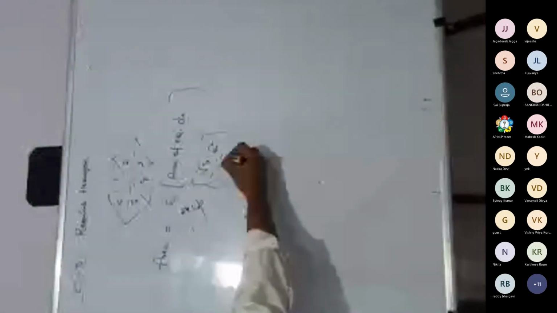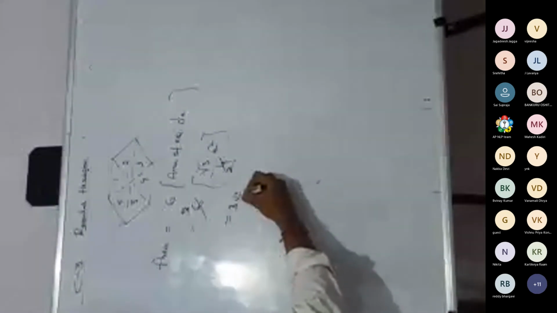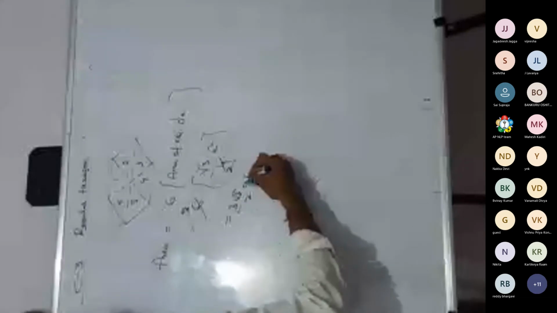In the regular hexagon we can form 6 equilateral triangles. That's why the area of a regular hexagon is 6 times root 3 by 4 a square. How many times will it cancel? 3 times and 2 times. The answer is 3 root 3 by 2 a square. So this is very important. This is concept number 3.